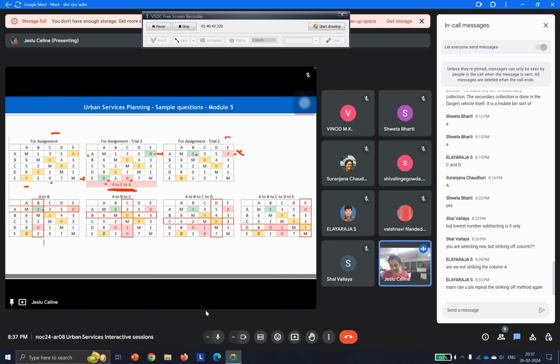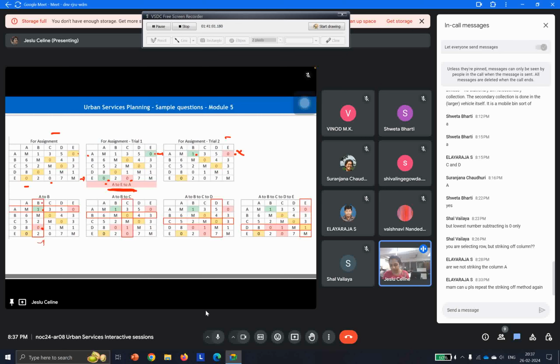Now we select that particular column also, and in that column any value which is less than 1, we strike that off. Because why? This is the minimum value, so we don't want to have any other minimum values over there. So because of that, we are blocking 0. So that is striked off or blocked, which is shown in red.